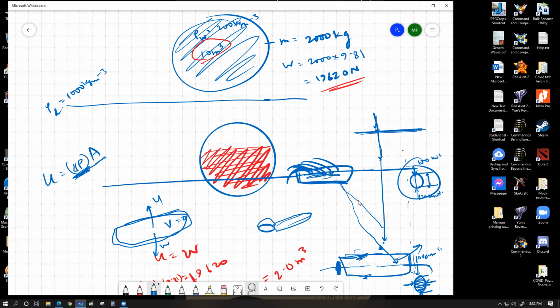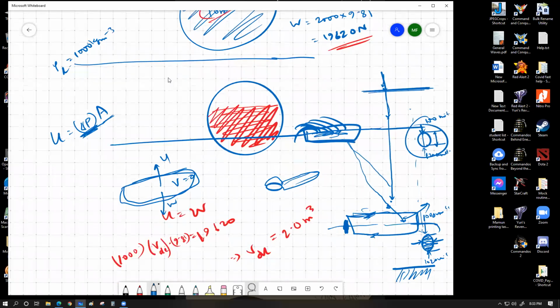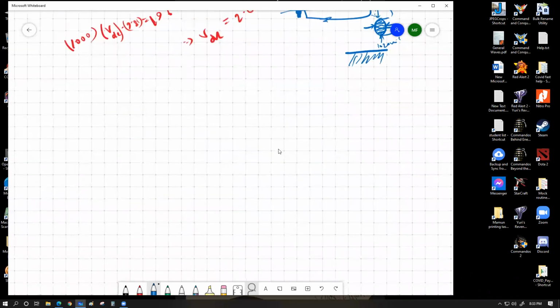So the idea is that if some object has a total density less than water, it's going to float. Its upthrust will be bigger than its weight. If some object's total density is more than water, it is going to sink within the liquid. I'm using the term total density for a reason. Understand what we mean by total density? I'll give an example.